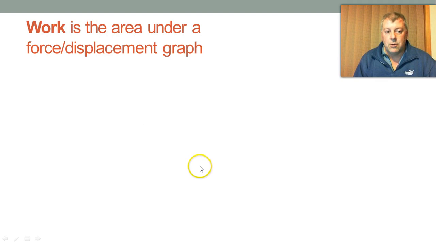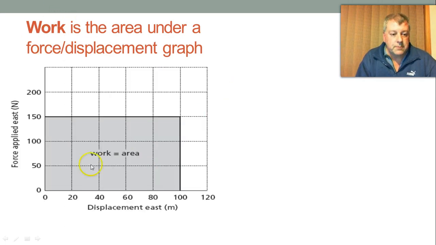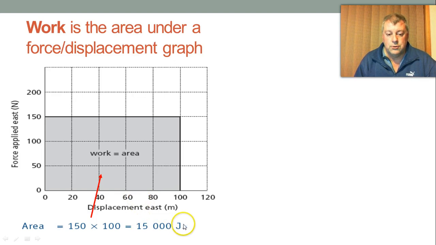Alright, now we can show the applied force on a force displacement graph. And if we have a force displacement graph, the work is the area under the graph. So here we have force applied, it's 150 newtons east, and the displacement is 100 meters, so W equals Fs, so F times s, so it's the area under the graph. That would be our work done. In this case, it's 15,000 joules. Remembering our standard units, newtons times meters gives us joules.